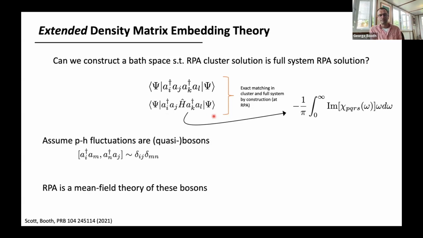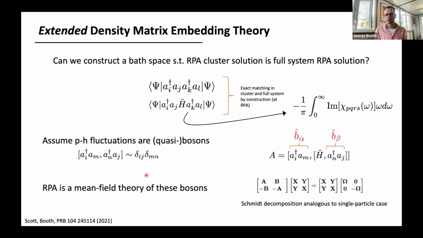So in the RPA, for people that aren't familiar with it, I think about it slightly differently to how more traditional condensed matter theorists think about it. What you do is you assume that particle-hole fluctuations obey quasi-bosonic-like statistics, right? So to first order, we can think of particle-hole excitations as obeying a bosonic-like commutation relation. And that's fine as long as you don't look at these quasi-particles too carefully and realize that they have internal fermionic structure. The RPA is essentially a mean field theory of these quasi-bosons.